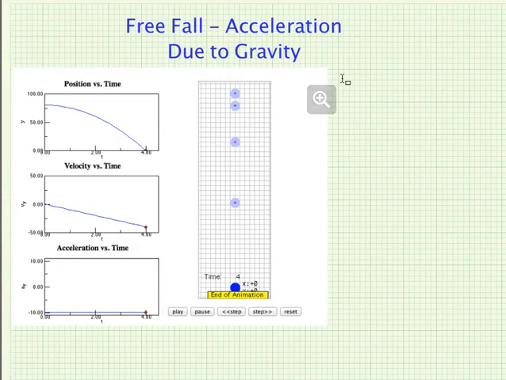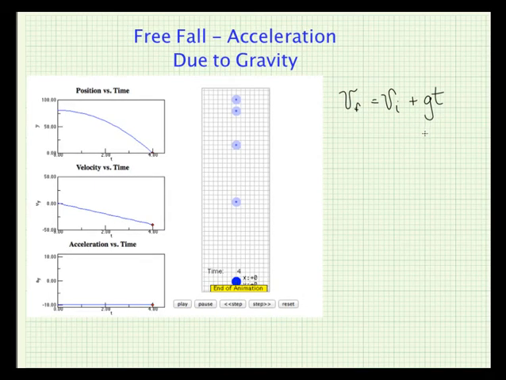Using our equation of motion, let's use this equation first. We've got our v final equals our initial velocity plus this acceleration, which is so important we give it its own letter and we call it g. So the acceleration due to gravity we're going to call g. A lot of times we'll ask you to use 10 meters per second squared, but the actual value of the acceleration due to gravity is actually 9.8.